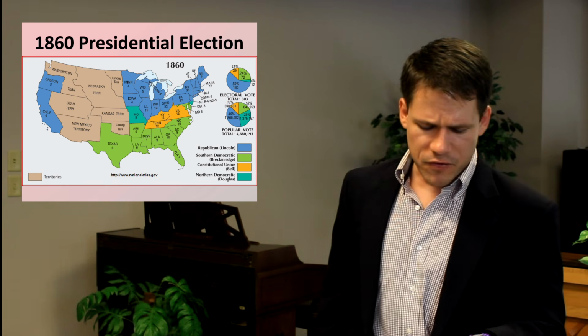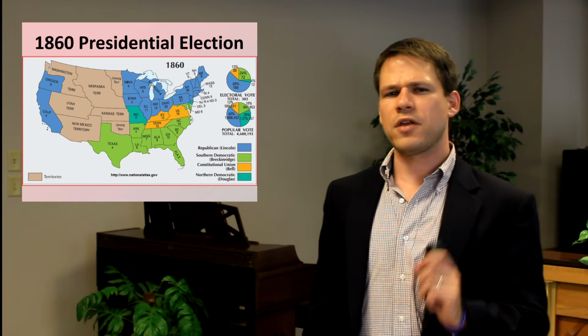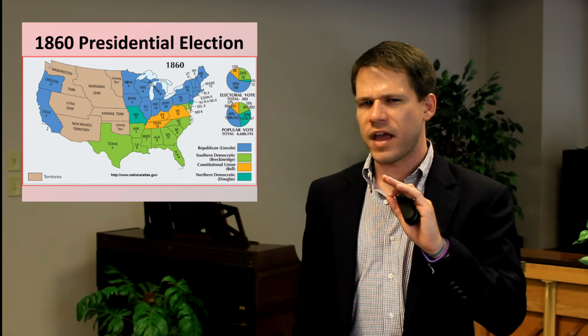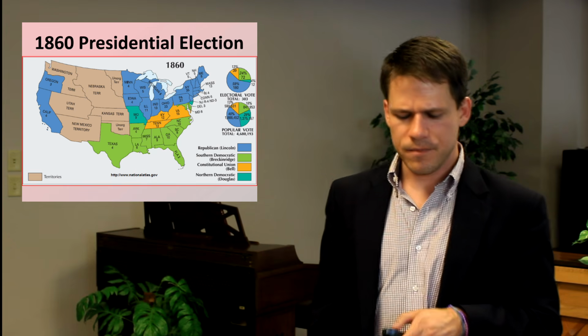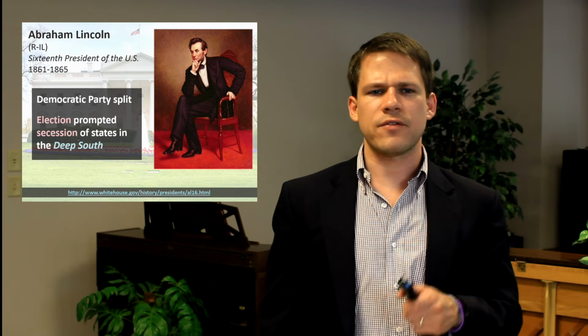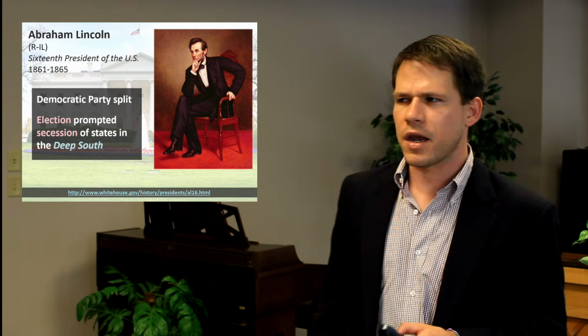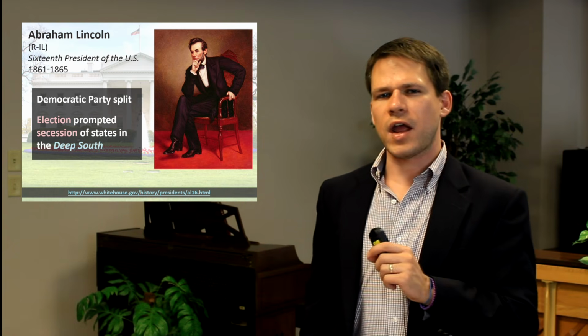And in the 1860 presidential election, Abraham Lincoln is elected president, the first president to ever be elected without the support of a single slave state. And with this, the Deep South secedes, all right? When Abraham Lincoln is elected, the Deep South secedes from the Union and starts the Confederate States of America.